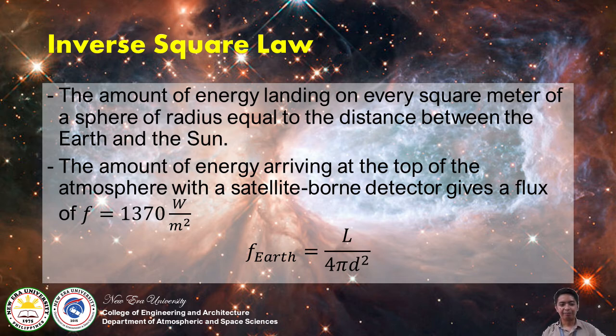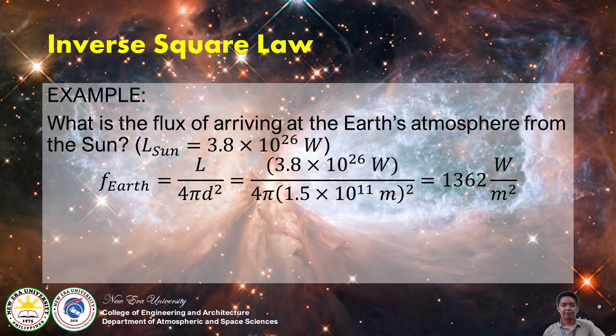Okay, so that one astronomical unit is equal to 1.5 times 10 raised to 6 kilometers. Now, the amount of energy arriving at the top of the atmosphere, measured with a satellite-borne detector, gives a flux of 1,370 watts per square meter. That will be a constant arriving at the top of the Earth's atmosphere. So for example, what is the flux arriving at the Earth's atmosphere from the Sun, given that the luminosity of the Sun is 3.8 times 10 raised to 26 watts.